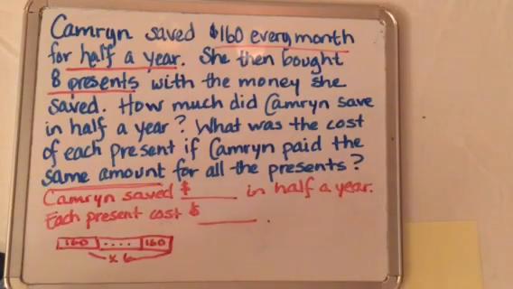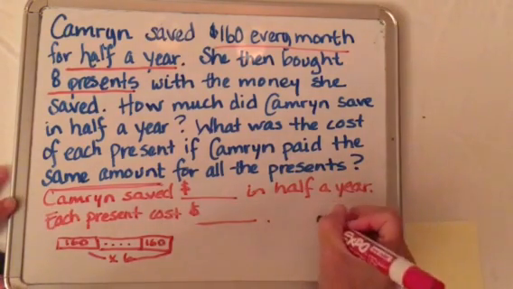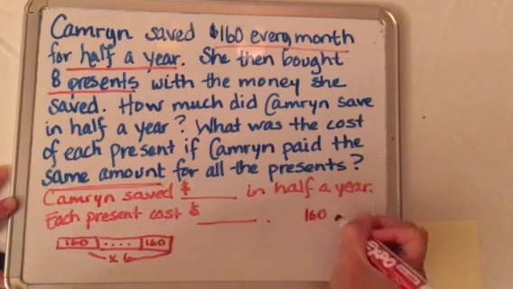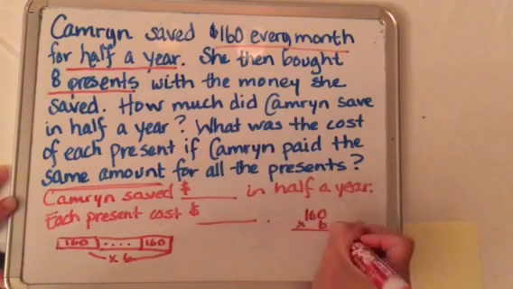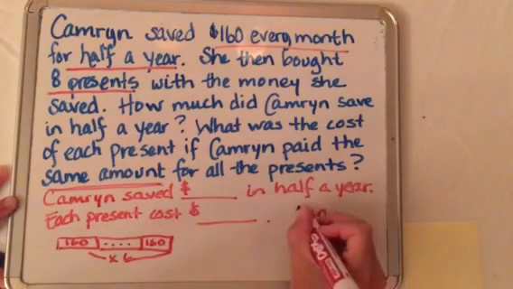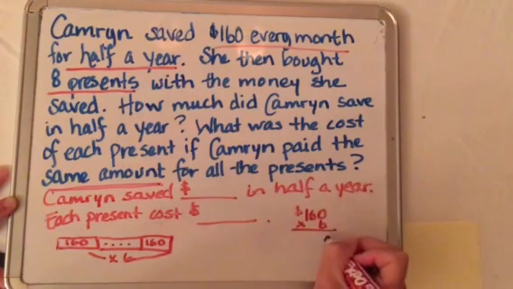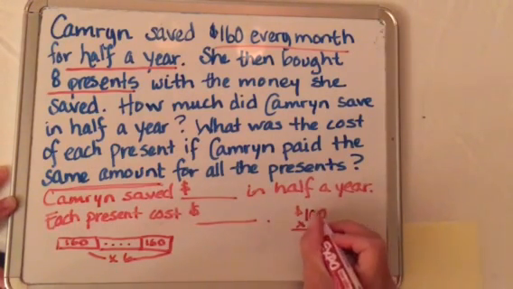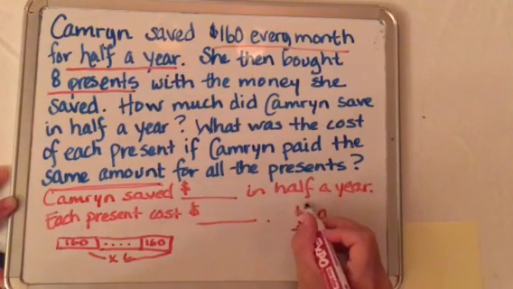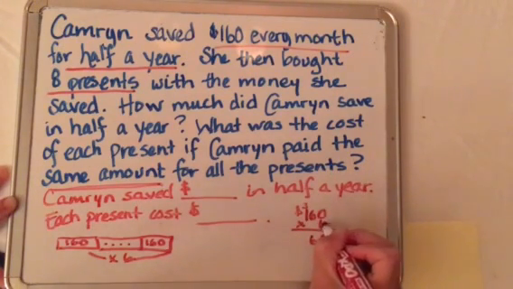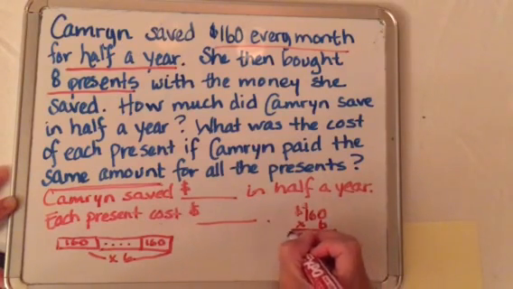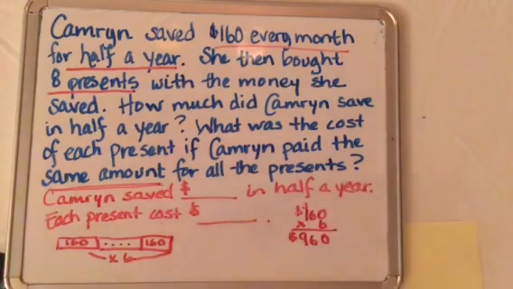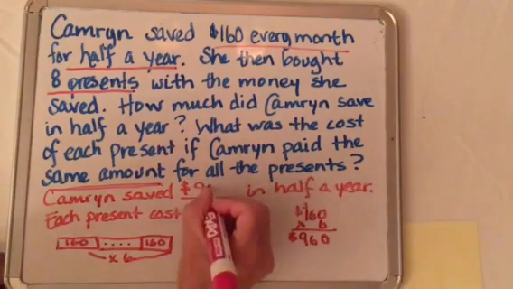So we need to work that out. I don't have a lot of room. I'm going to try to squeeze it over here. We have 160 times 6. 6 times 0 is 0. 6 times 6 is 36. And 6 times 1 is 6 plus 3 is 9. So she saved $960 in half a year. And I'm going to go ahead and put it in this blank.